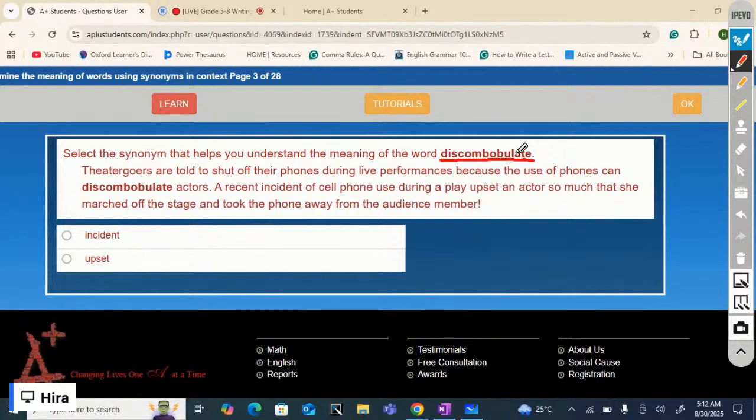Oh, it's a long word and not easy to pronounce. Let's say it again, discombobulate. Now, which synonym can help us understand? Let's read the passage again. Theater goers are told to shut off their phones during live performances because the use of phones can discombobulate actors. A recent incident of cell phone use during a play upset an actress so much that she marched off the stage and took the phone away from the audience member.